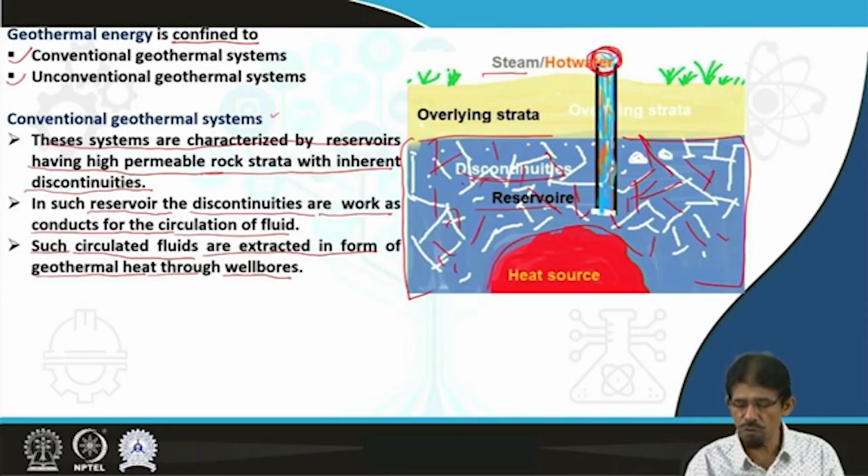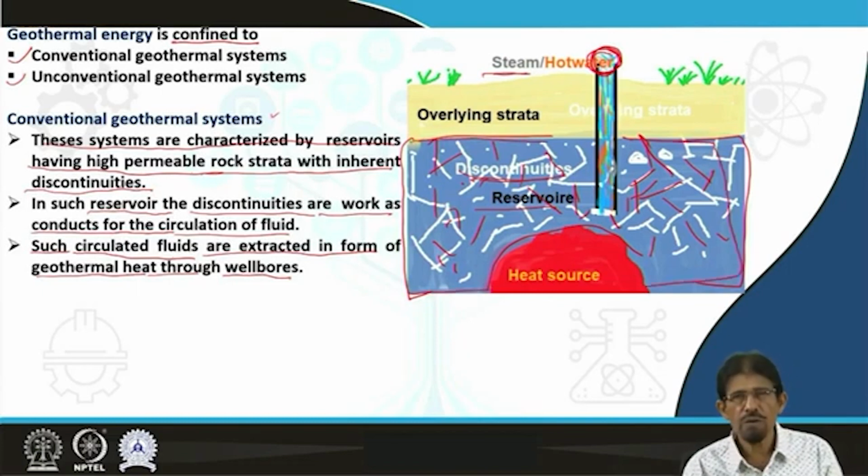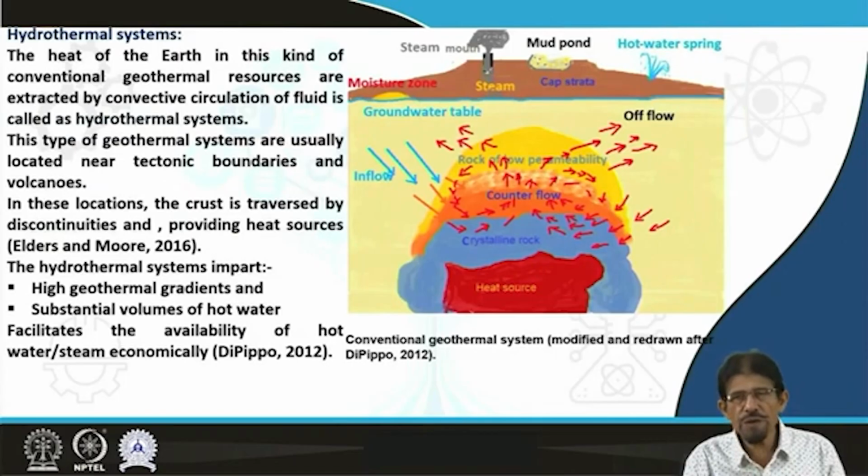The principal use of such steam is to generate electricity. Such types of locations, such a geological setup, consist of some overlying strata, then some reservoir strata above the heat source. The fluid may be hot air, the fluid may be water. Generally, we utilize the hydrothermal fluid.